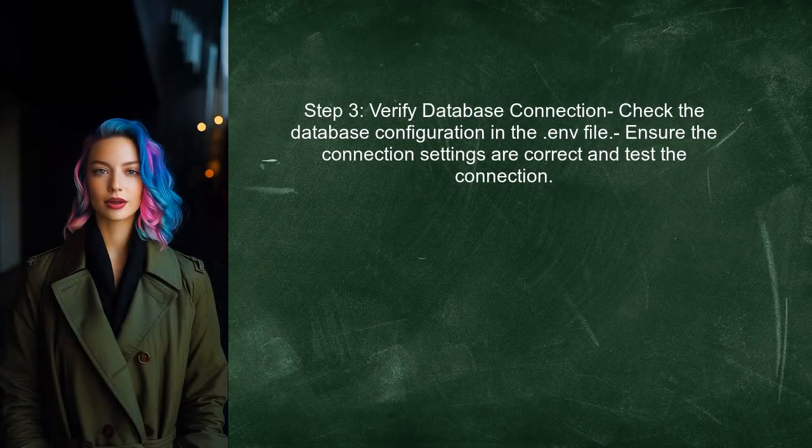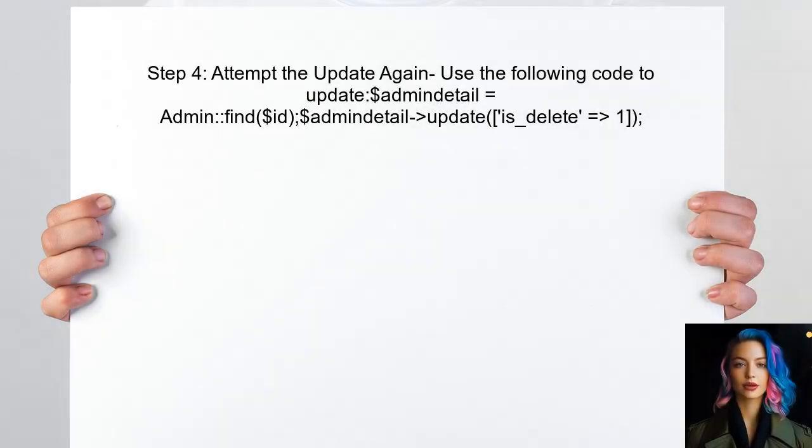After confirming the record exists, the user should ensure that the database connection is functioning correctly. Sometimes, connection issues can prevent updates from being saved. Finally, if all the previous steps are correct, the user can try updating the record again. They should also consider using the update method directly for clarity.